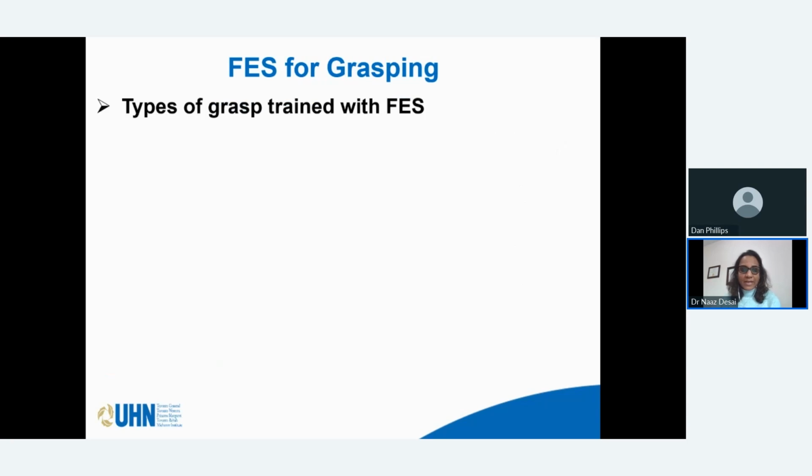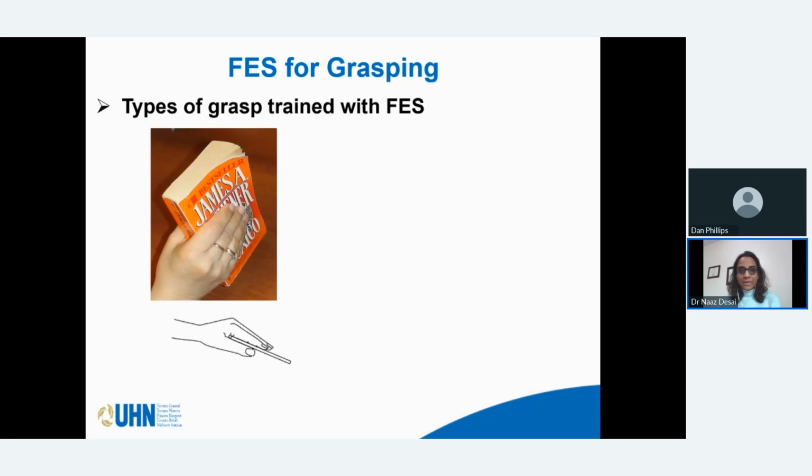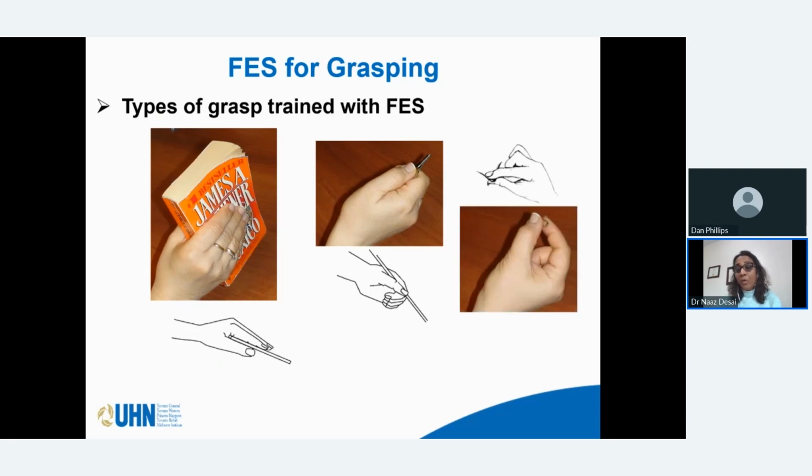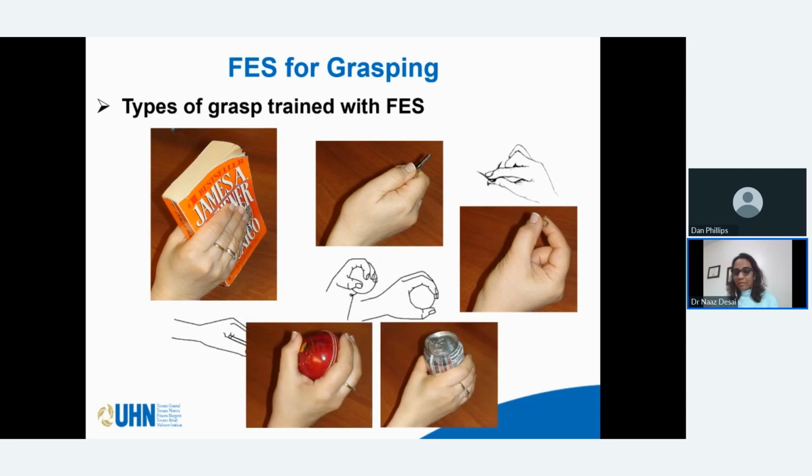Then FES for grasping. So the types of grasps that can be trained with FES vary widely. So we can be as gross as training a lumbrical grasp for grasping books, or it can get as fine as holding a key or even holding a peg using a 2 or 3 finger pinch. And again, more gross grasping patterns like a spherical grasp, cylindrical grasp. So all of these grasps can be trained using surface functional electrical stimulation.